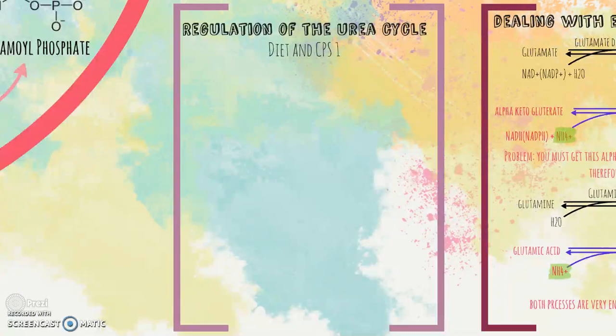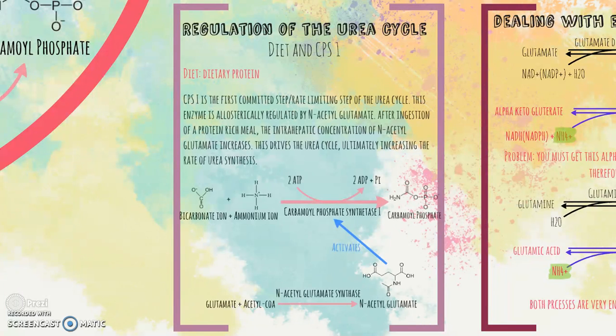Regulation of the urea cycle, diet, and CPS1. Dietary protein and CPS1: CPS1 is the first committed step, or the rate-limiting step, of the urea cycle. This enzyme is allosterically regulated by N-acetylglutamate. After ingestion of a protein-rich meal, the intrahepatic concentration of N-acetylglutamate increases. This drives the urea cycle, ultimately increasing the rate of urea synthesis.